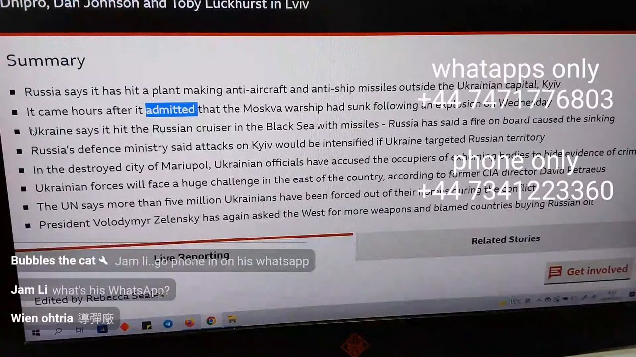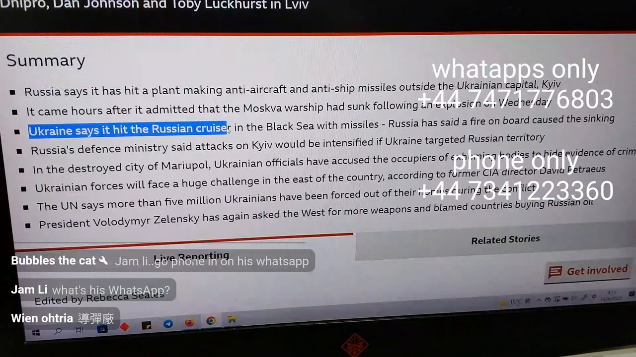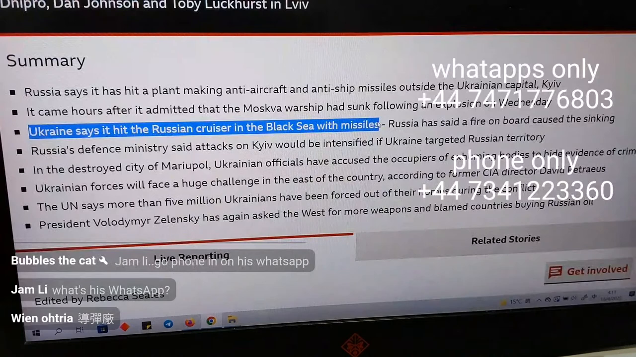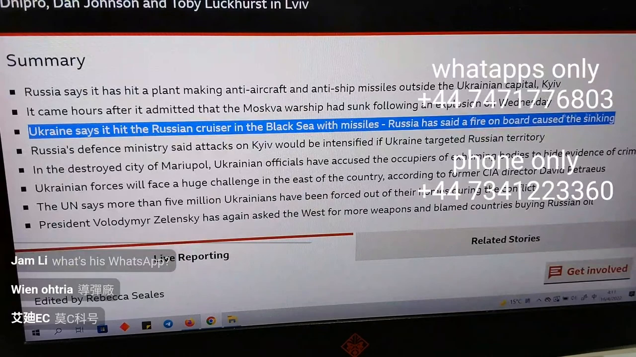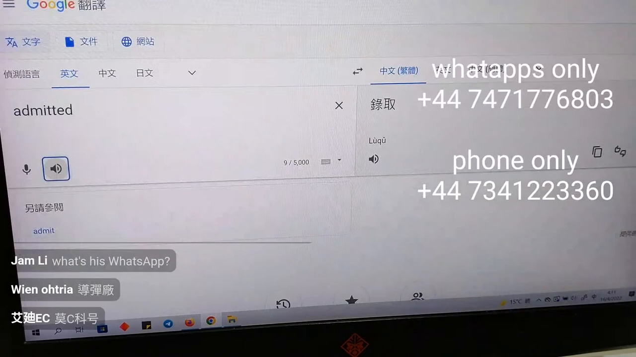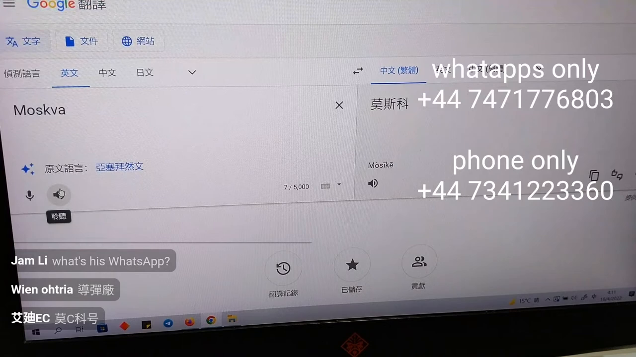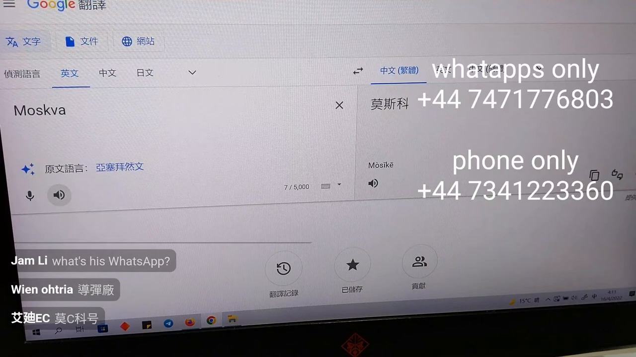Ukraine says it hit the Russian cruiser in the Black Sea with missiles. Russia says a fire on board caused the sinking. Moskva, yeah, exactly. Moskva means Moskva. Yeah. Okay. Keep looking at the news.